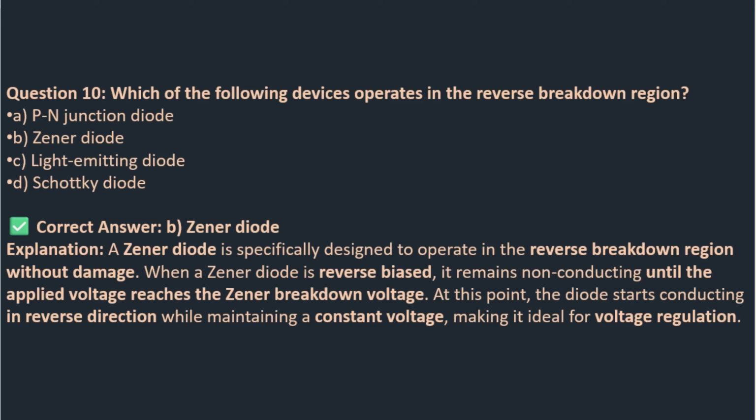Question 10. Which of the following devices operates in the reverse breakdown region? Option A, p-n junction diode. Option B, Zener diode. Option C, light-emitting diode. Option D, Schottky diode. Correct answer, B, Zener diode. Explanation: a Zener diode is specifically designed to operate in the reverse breakdown region without damage. When a Zener diode is reverse biased, it remains non-conducting until the applied voltage reaches the Zener breakdown voltage.